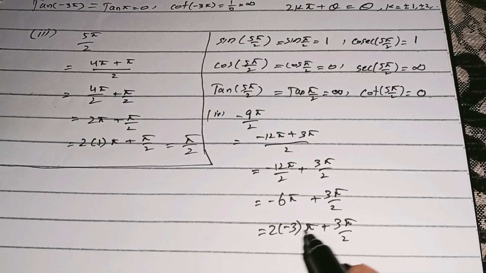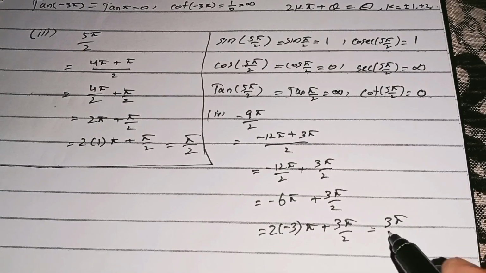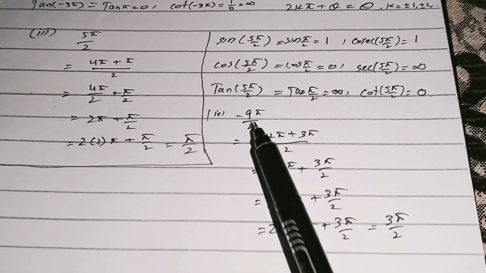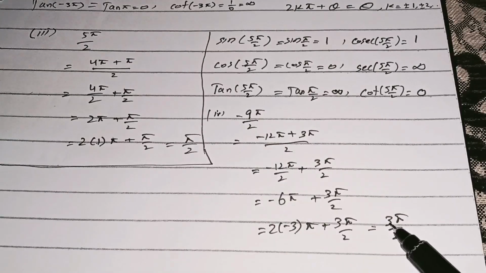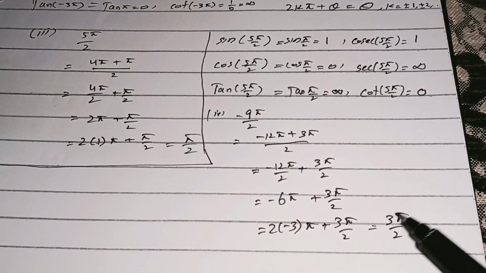So we have 2k pi plus theta is equal to theta. It means all trigonometric functions at minus 9 pi over 2 and 3 pi over 2 have the same values, and we write all values of trigonometric functions at 3 pi over 2. Similarly, we can solve all questions of this type.